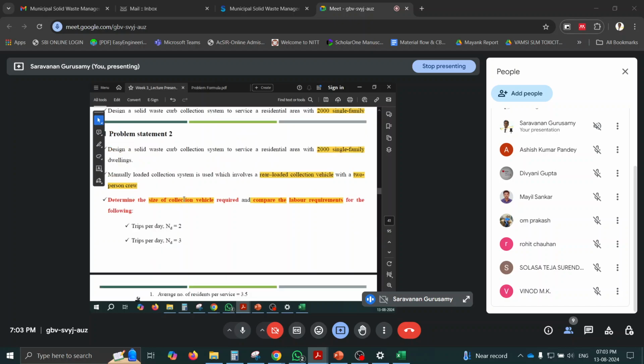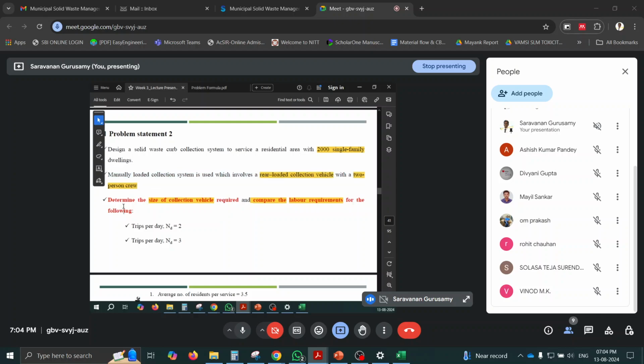Another problem was given. Design a solid waste curb collection system. Curb collection system is again a stationary collection system only, to service a residential area with 2000 single family dwellings. A manually loaded collection system is used, which involves a rear loaded vehicle with a 2 person crew. That is the question itself given, one vehicle with 2 persons.